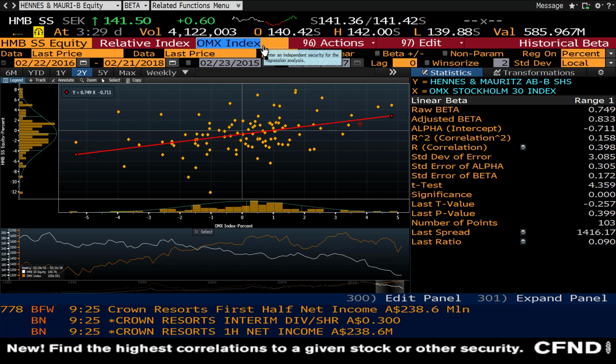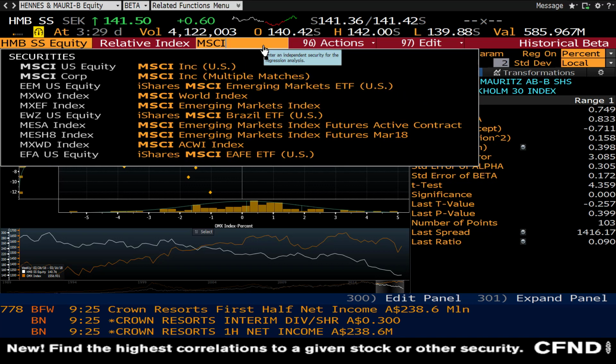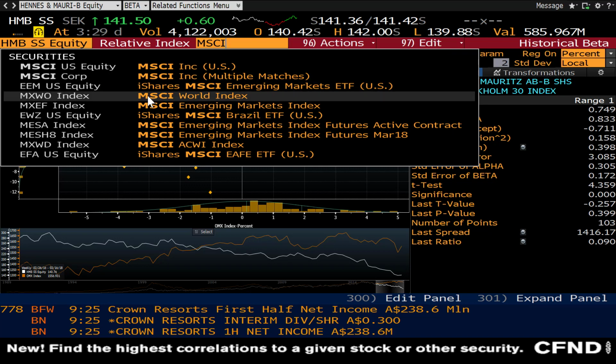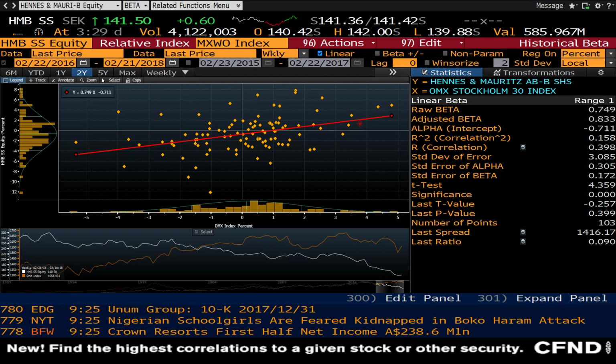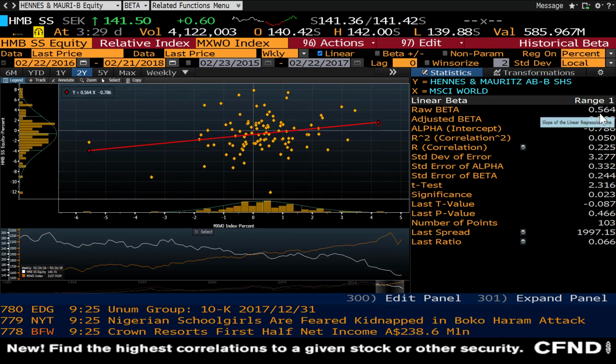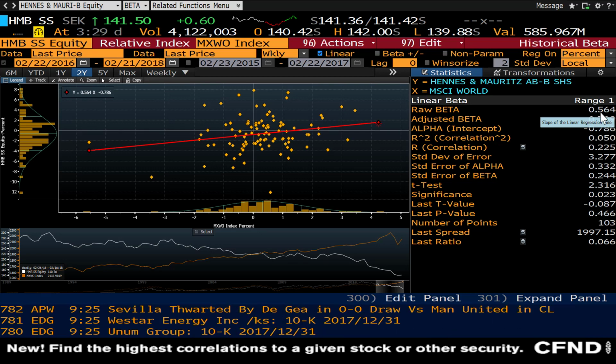So for them, it would be much more useful to know the relative risk of H&M to that of a global index. One of the global indexes that you might use is the MSCI World Index. So I'm just going to type in MSCI World Index, select it, press enter and see what happened. Well, you can see that the raw beta dropped from about 0.75 to about 0.56. So it's about a 0.2 drop.